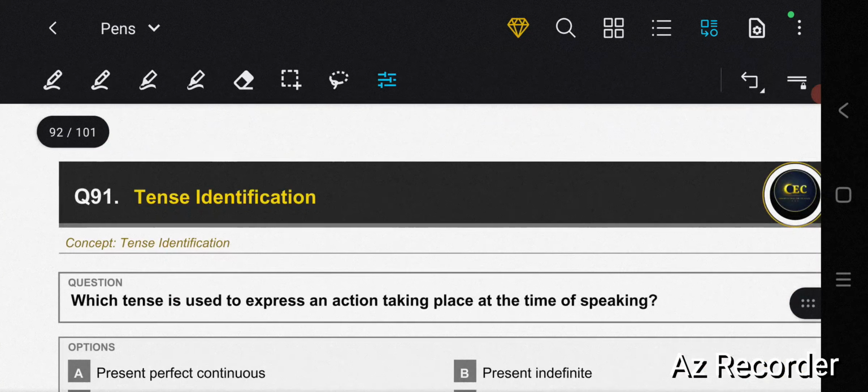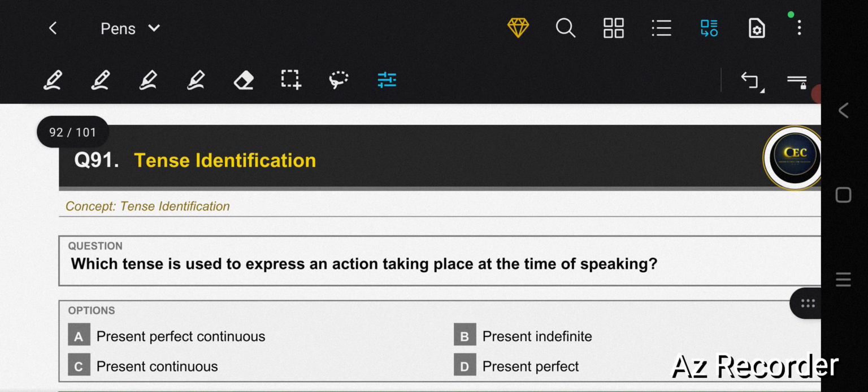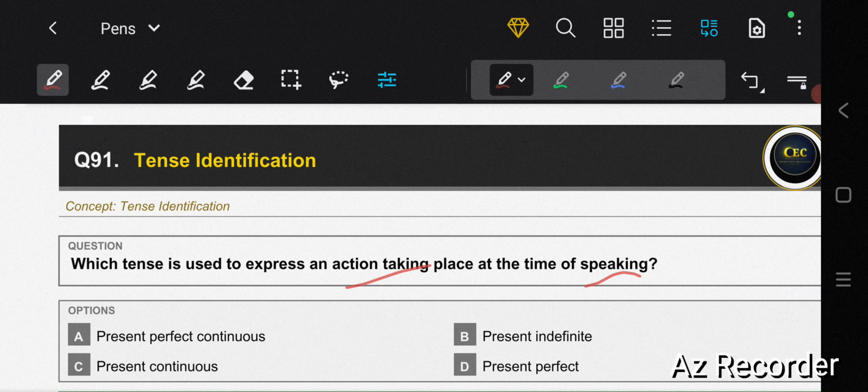Now the next question. 91. Identification of tense. Which tense is used to express an action taking place at the time of speaking? Taking place at the time of speaking. It can be really easy to find out. So which one should be the correct one, do you think? Present perfect continuous, present indefinite, present perfect, present continuous.